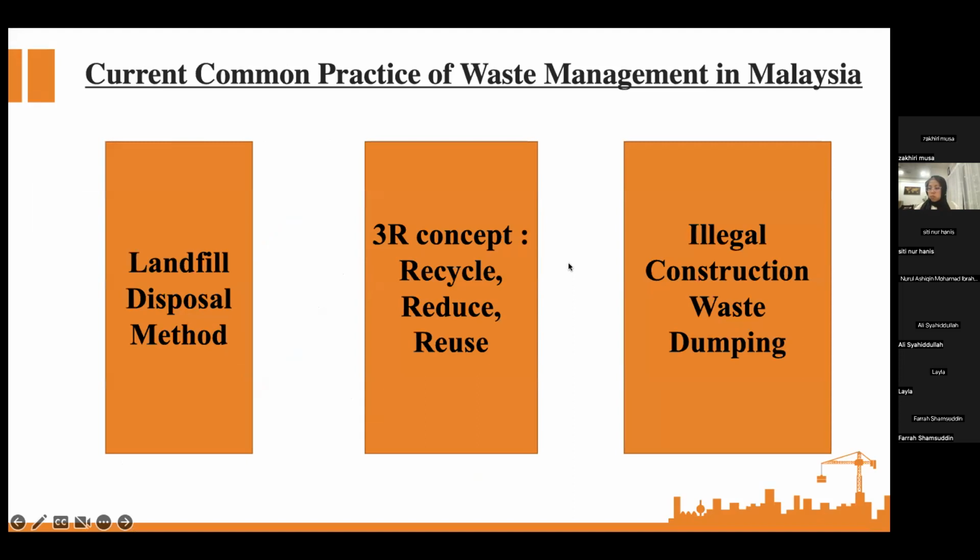This one is about the current common practice of waste management. The first one is the landfill method. The landfill disposal method was established by the National Solid Waste Management Department, Solid Waste and Public Cleansing Management Corporation, and appointed companies by zone through the prioritization policy. The second one is the 3R concept: recycle, reduce, and reuse. The third one is illegal construction waste dumping. I will explain more in the next slide.